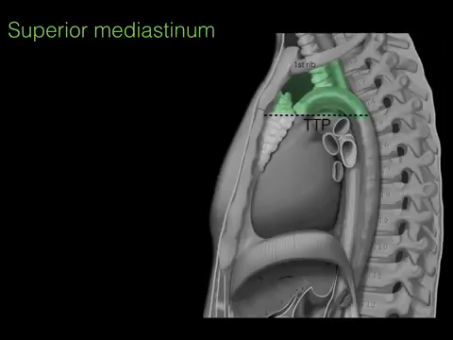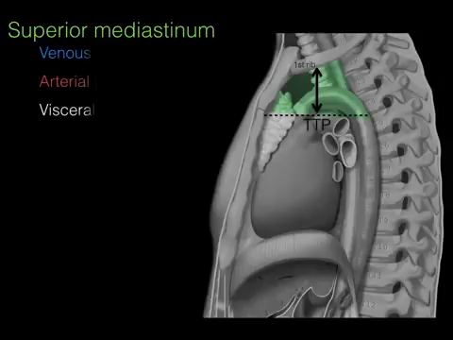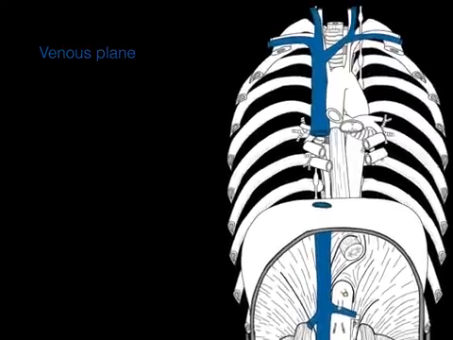Let's go into the superior mediastinum. In the superior mediastinum, between the first rib and that transverse thoracic plane, there are 3 different planes from front to back: venous, arterial, and visceral. Let's talk about each of them. Let's start with the venous plane first.